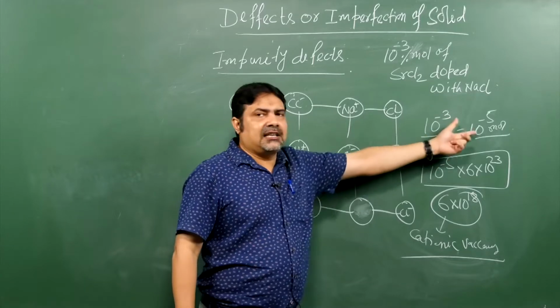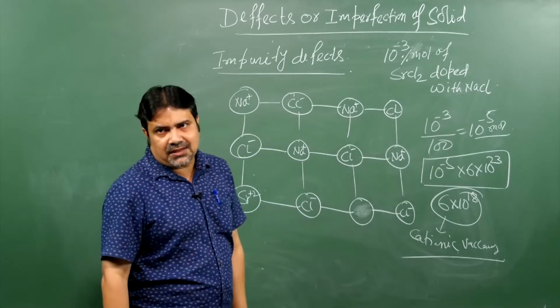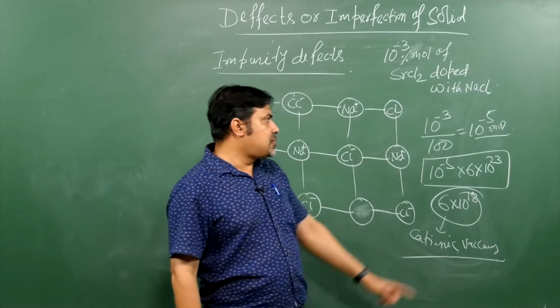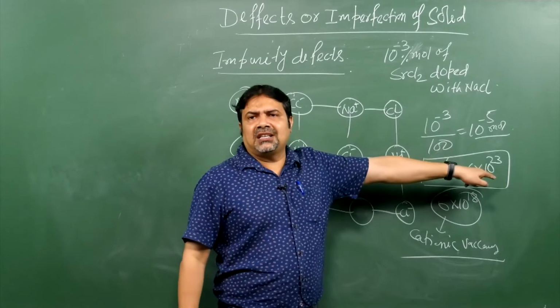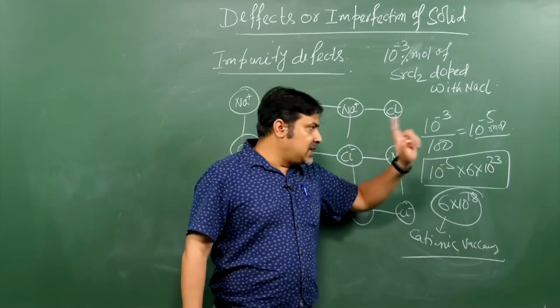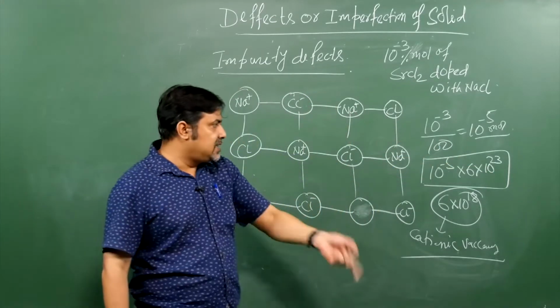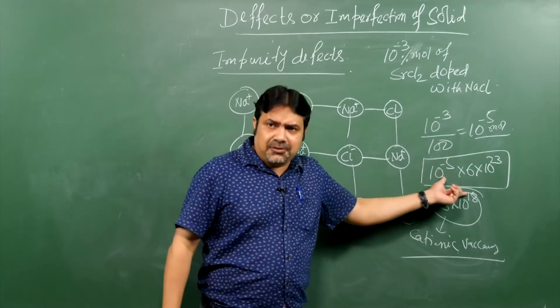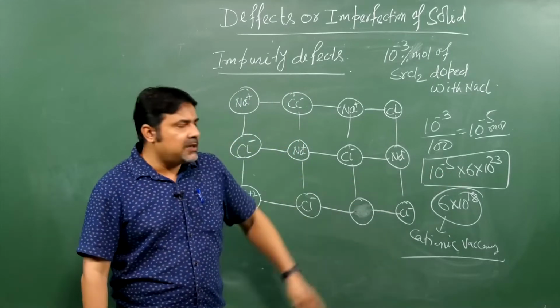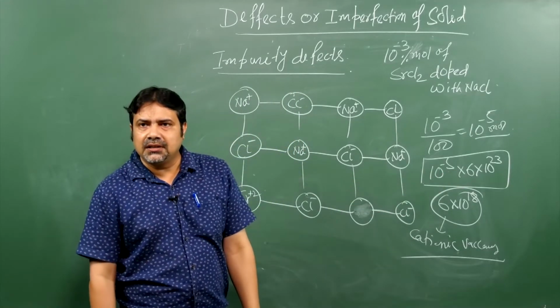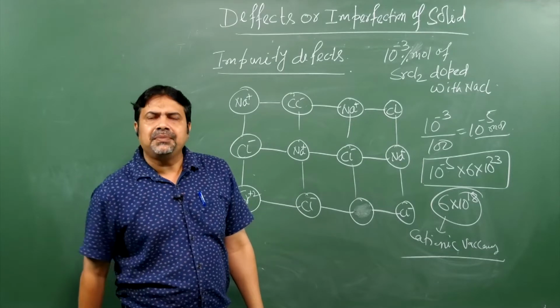Dividing this by 100 means 10 to the power minus 5 mole of strontium is there. 10 to the power minus 5 mole of strontium means how many? Multiply by Avogadro number, that many strontium ions are there. One strontium creates one cationic vacancy, so this many strontium will create how many? This many cationic vacancies, the answer will be 6 into 10 to the power 18. Clear? This type of problem they used to ask.